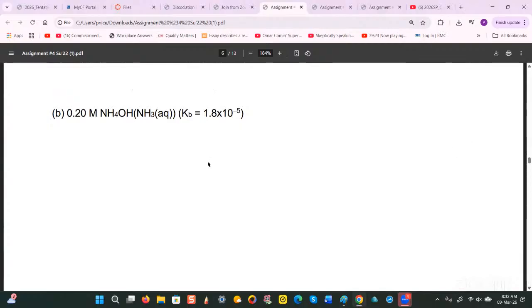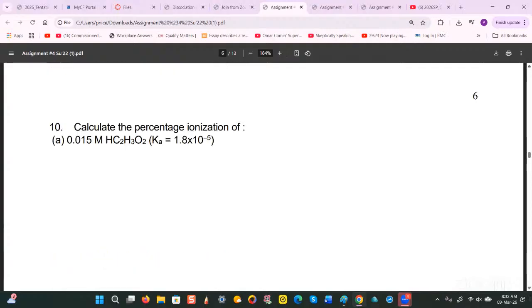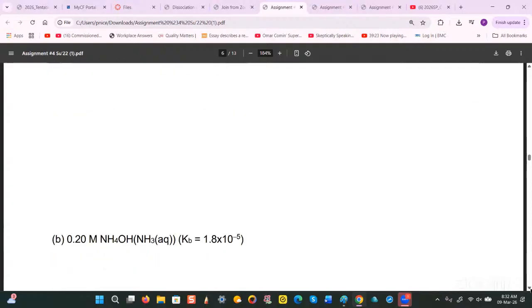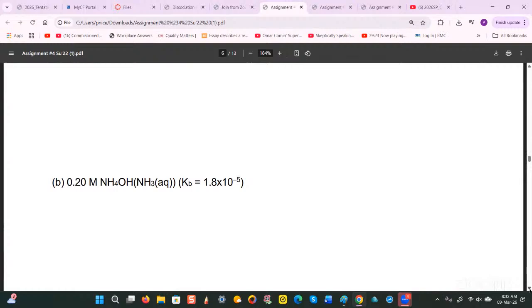Okay, I'm going to leave this one for you to do. If you understood what we did in A, then B part is very similar. The only difference is that it's a base, right? So in this case, you'd have to do pretty much everything that we did in the A part, but the x value that you're going to solve will give you the concentration of OH minus, and then from that you can find the pOH, and then from that you can find the pH. All right, so I'm going to leave that for you to do.